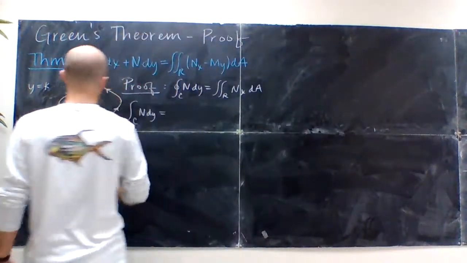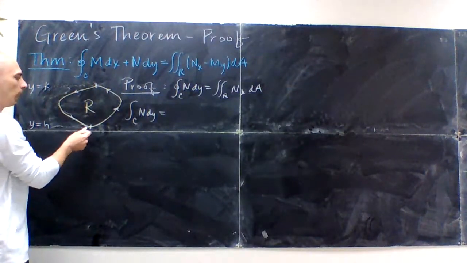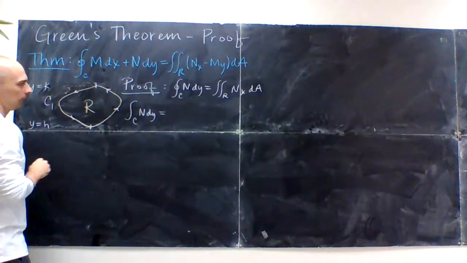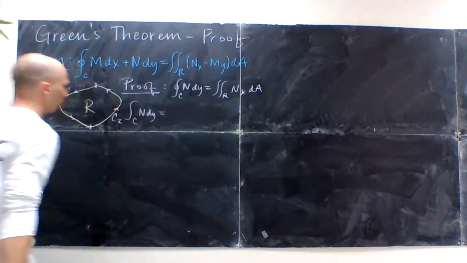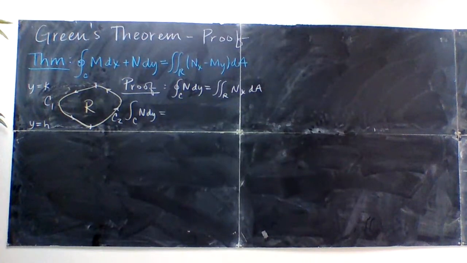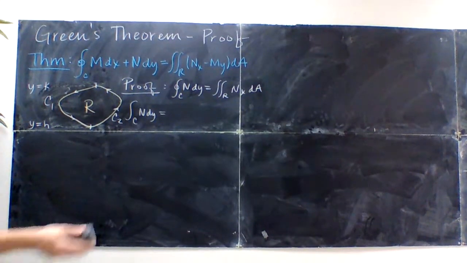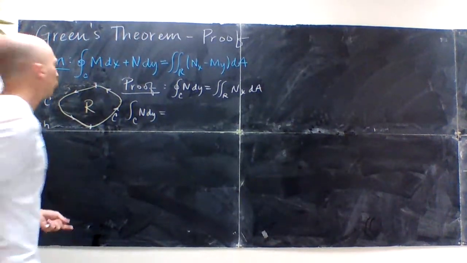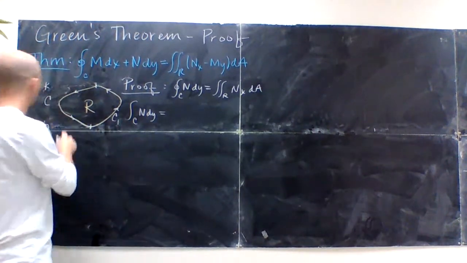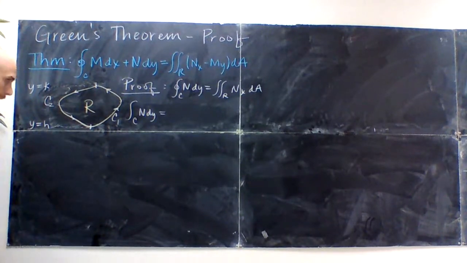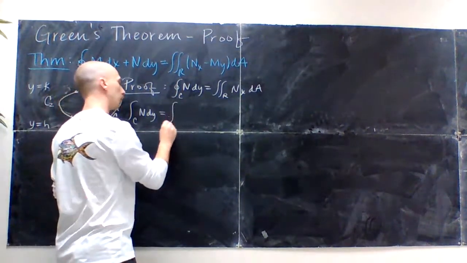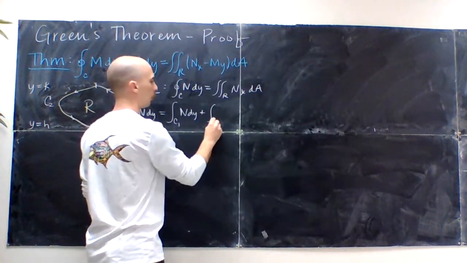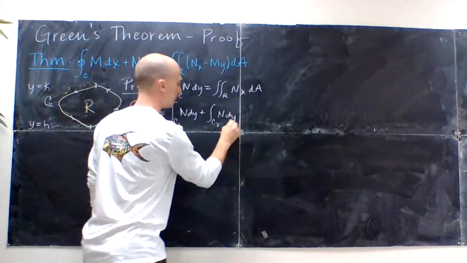So the integral over curve C of n dy, again, we're going to call this one C1 on the left half, and we're going to call this one C2 on the right half. Actually, I did the opposite in my notes, and just to make sure I'm sticking to my notes, I am going to do it the same way here. It really doesn't matter. I'm going to call that C1, and I'm going to call that C2. So it's going to be the integral over C1 of n dy plus the integral over C2 of n dy.